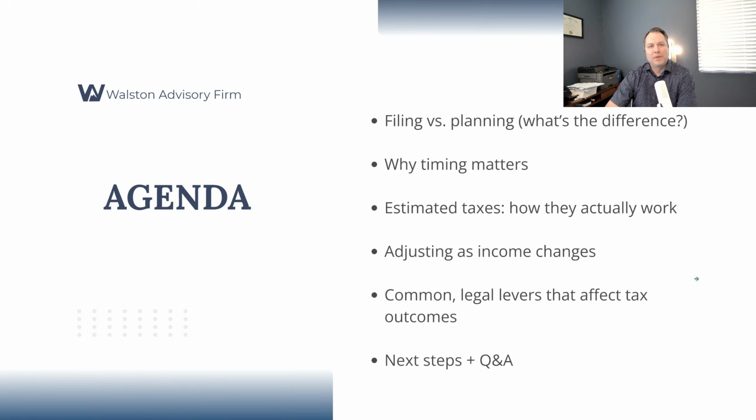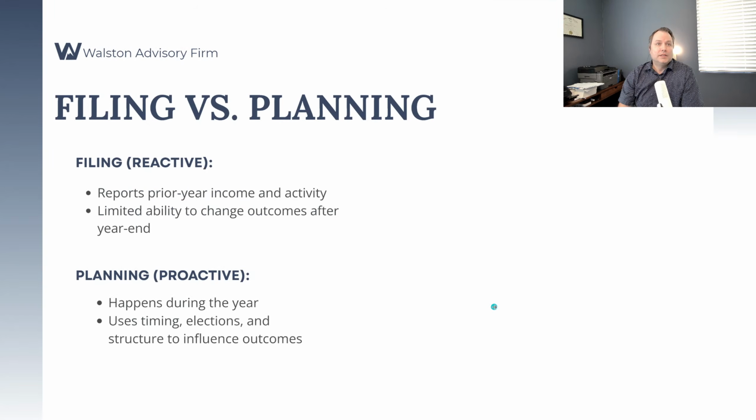So this is what we're going to be going over today. Our agenda is just a brief overview of what we think is the difference between filing and planning, why timing matters, estimated taxes, adjusting as income changes, and then some common things that you can do to hopefully affect your tax liability. Normally reducing it, but sometimes you might want to have a higher tax liability. You never know. And then next steps and Q&A.